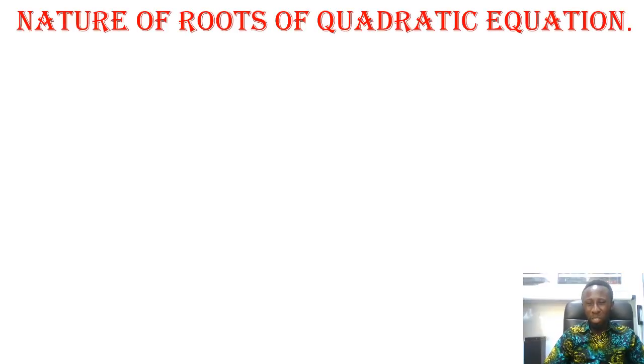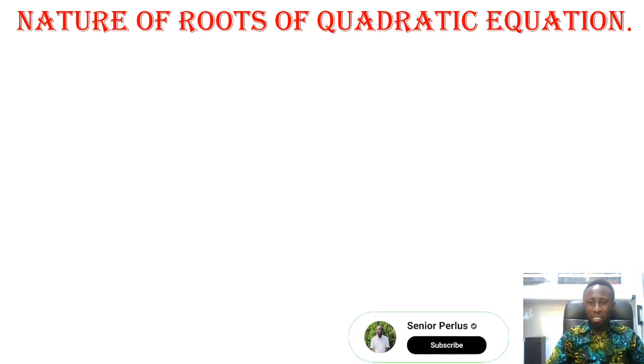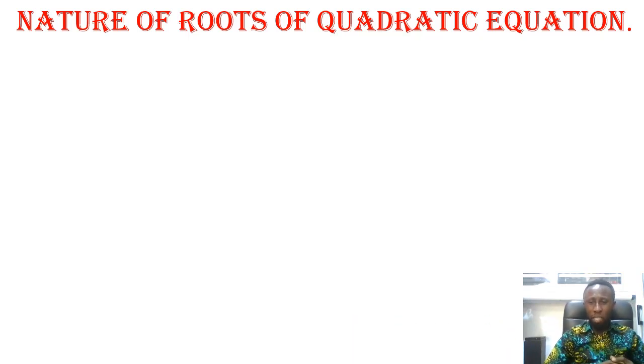The nature of the root of a quadratic equation. We know our root, right? When you solve a quadratic equation, either using factorization, completing the square, or the quadratic formula, we get two answers. That answer that we get, that's the root. So we are going to describe its nature. How does its nature look like?